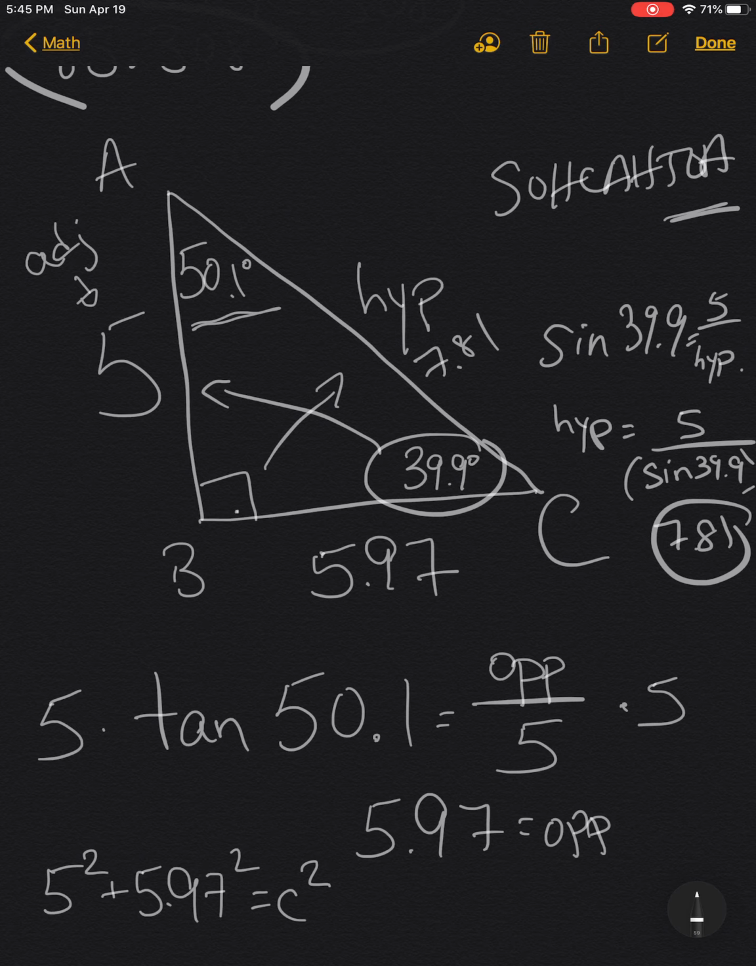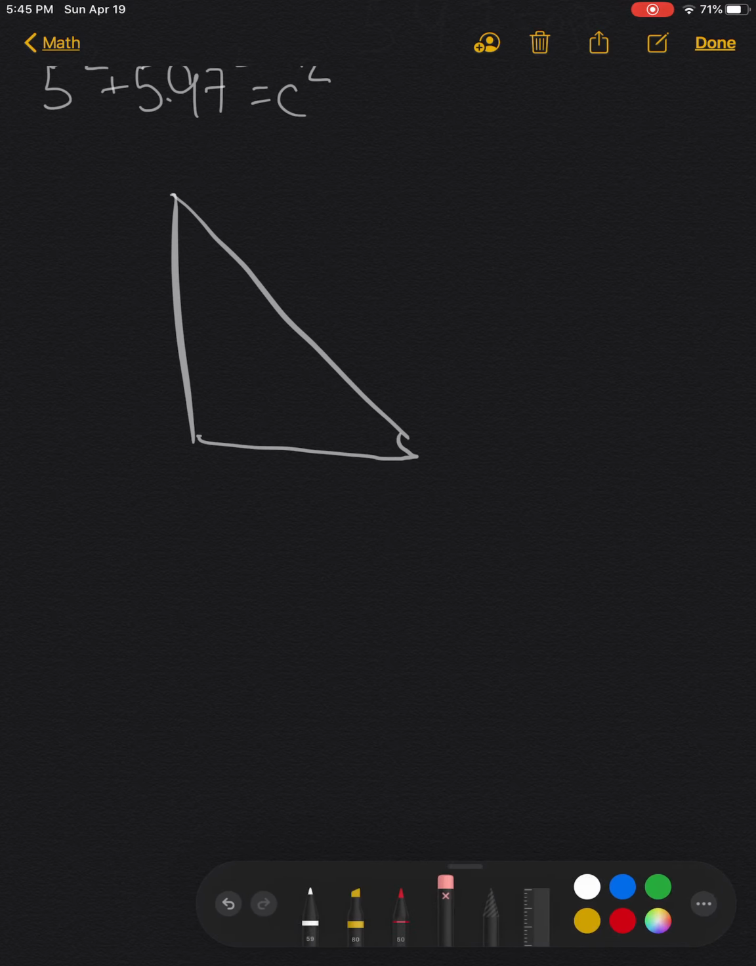Okay, now let's take it a step further. Let's say, I'm going to just scroll down here. Let's say that originally, this is a terrible triangle. Let me try again. Sorry about that. Okay, I will try better.